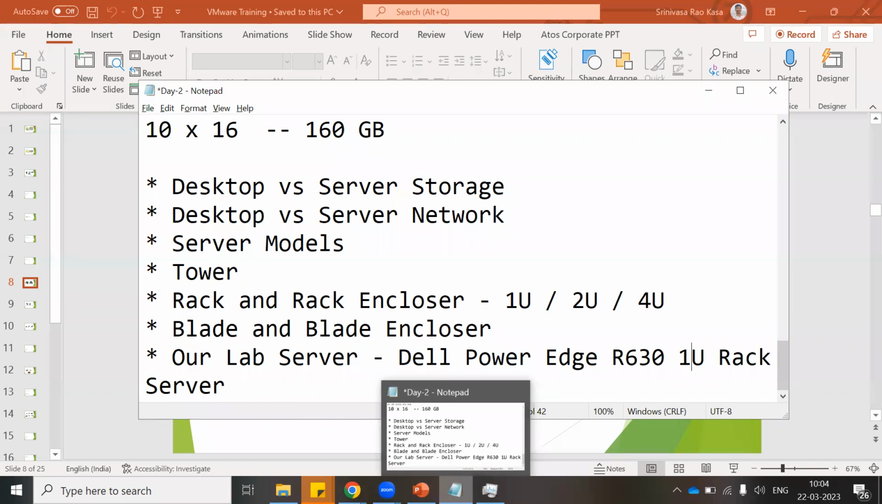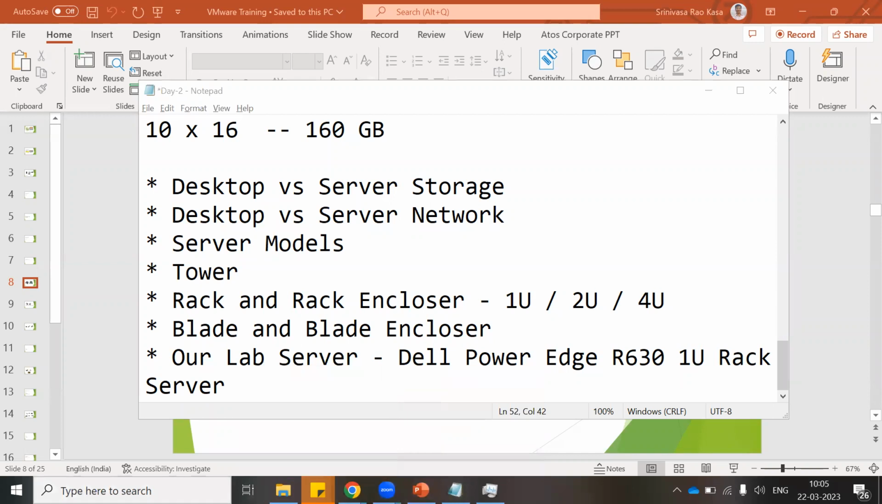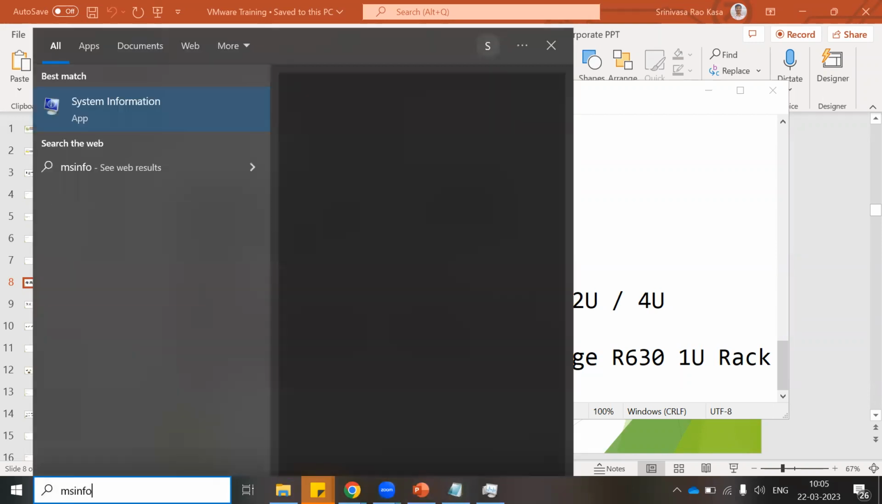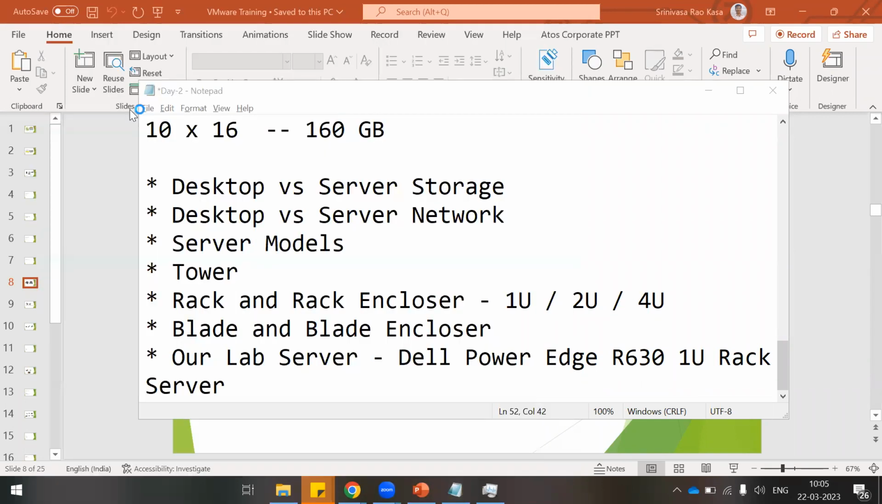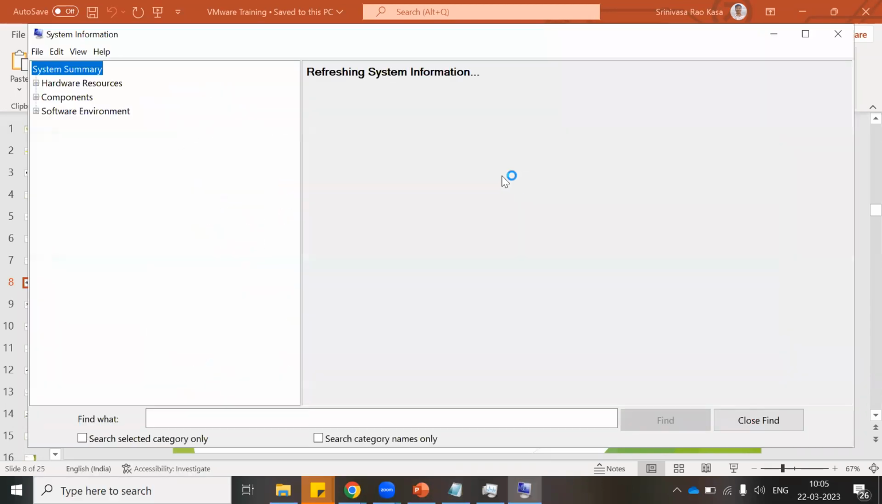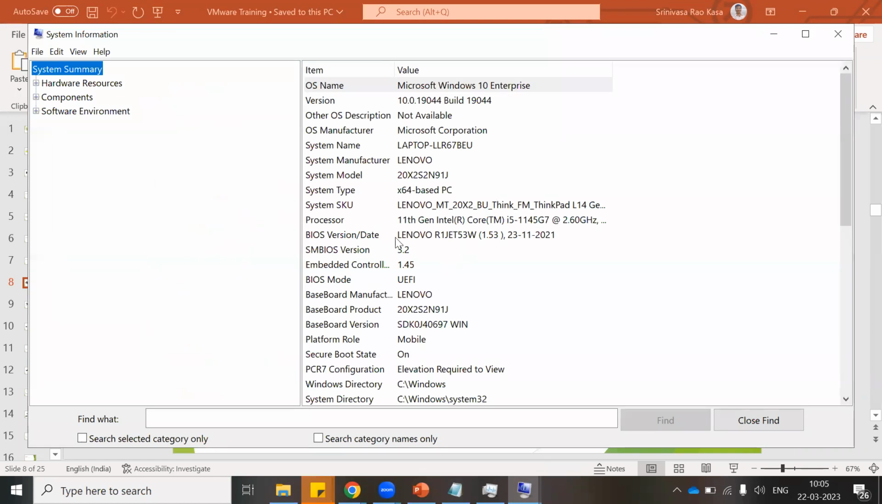Yes, a good question. MSInfo32 is a Windows command. If I go here, I'm going to use MSInfo32. Are you able to see the screen? Yes. See here, how many processors are there? One. It is one processor. By looking at MSInfo32, I'm going to get this information.